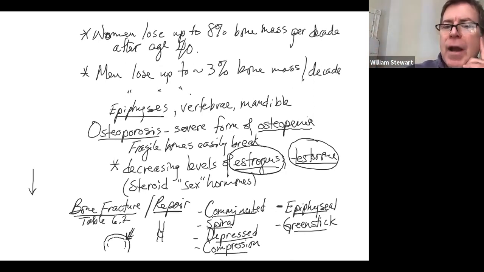Typical compression fractures are in vertebrae. So here's a vertebra from a lateral view, from the side. A compression fracture would be breaking this vertebral body.